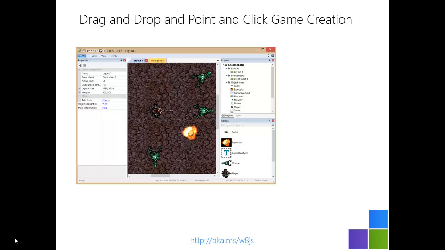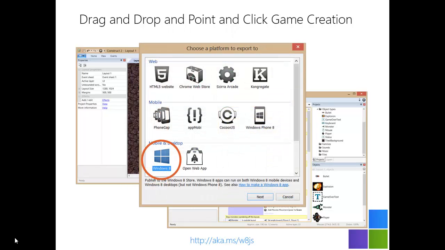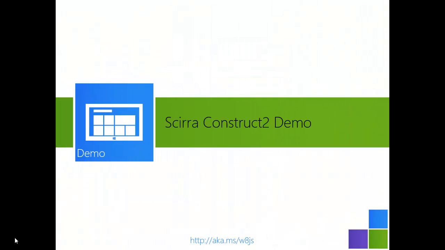So with Construct 2 as an example, I've got this game creation utility. I can drag my graphical assets in, associate behaviors and properties with them, and then to wire up their behaviors, I have events, and events are basically a way for me to point and click and build up the logic of my game. And then I can export that game out to a variety of different formats, including Windows 8 and Windows Phone 8. So let's go take a look quickly at an example of a game in Construct 2.